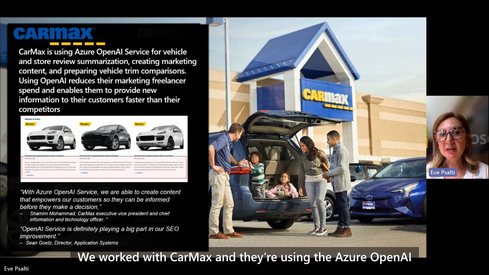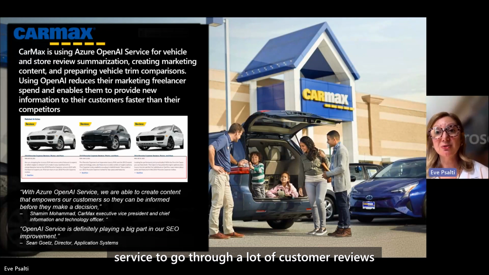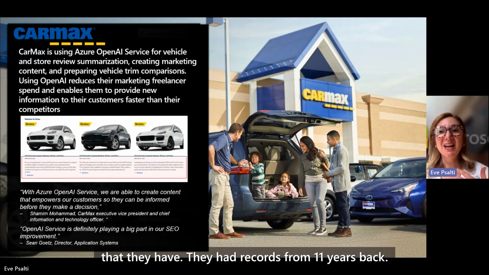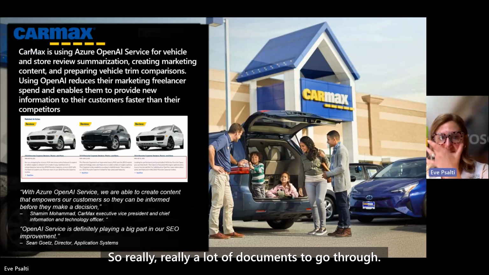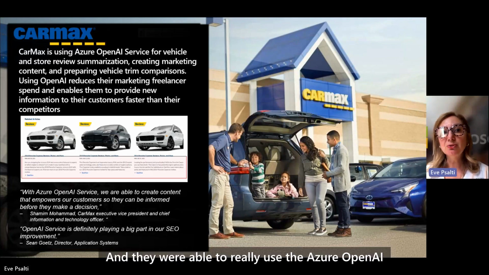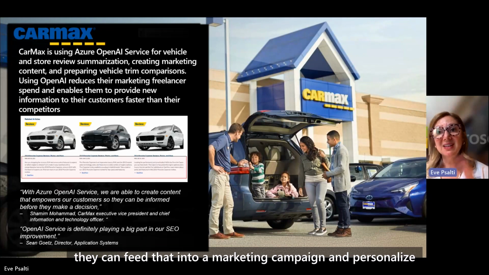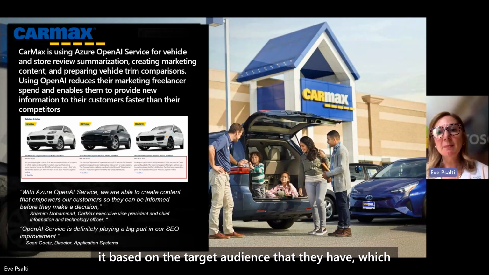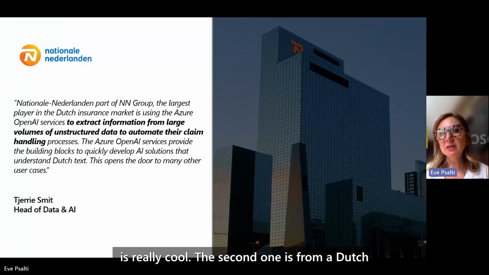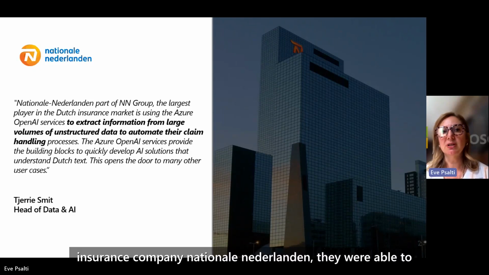We worked with CarMax and they're using the Azure OpenAI service to go through a lot of customer reviews that they have. They had records from 11 years back, so really a lot of documents to go through. And they were able to use the Azure OpenAI service to summarize and create insights and trends, so that they can feed that into a marketing campaign and personalize it based on the target audience that they have, which is really cool.